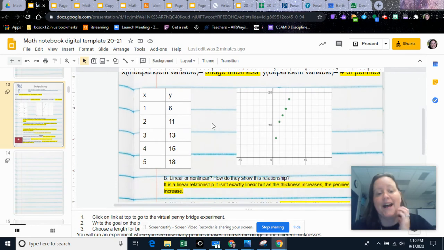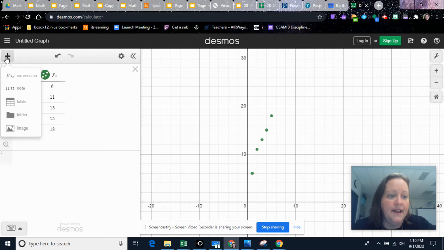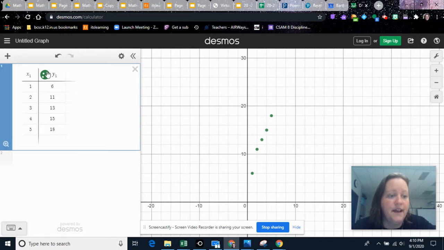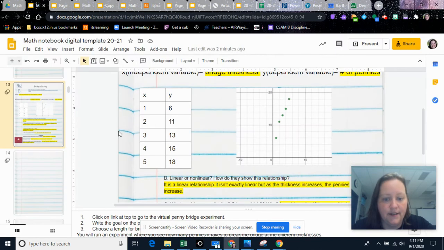So looking at my data, when the thickness was 1, the bridge broke at 6 pennies. When the bridge thickness was 2, it took 11 pennies to break it. At 3, it took 13. At 4, it took 15, and at 5, it took 18. And then I went to Desmos, and you can add a table like this. And then I typed in the information. It plotted the points for me. I took a screenshot and I put it in this slide.